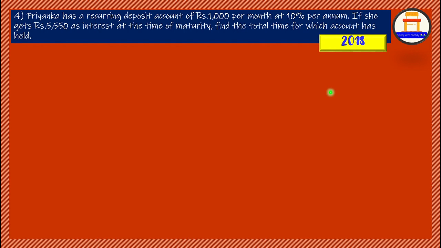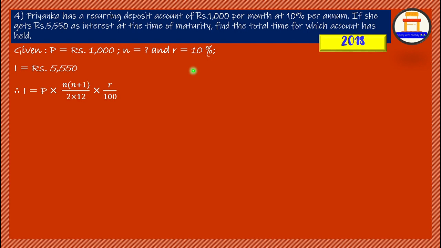First, let's write down what is given. Principal is 1,000. Number of months we don't know, we have to find out. And R is 10%. Interest they have given us, 5,550 is the interest. So we know this formula: interest is equal to P into n of n plus 1 into R divided by 2,400. Upon substituting the values accordingly, we get this equation.